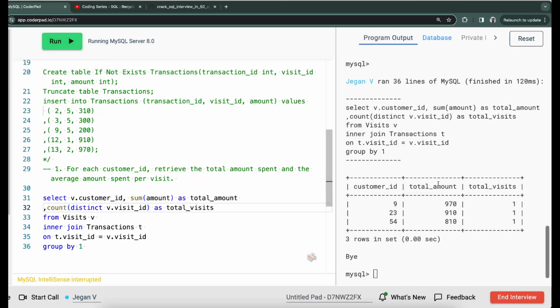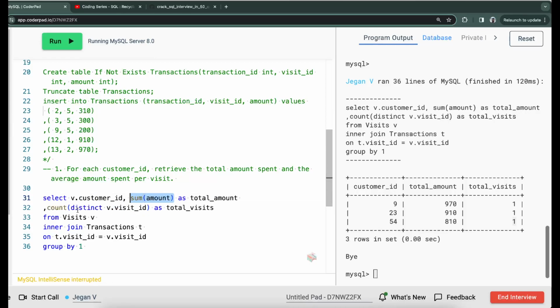If you do distinct visit ID, that means we got only one visit ID which got a transaction, right? Because we do an inner join. But how will I get all the 3 transactions to find the second part of the question, the average amount spent? The average amount spent is the sum of the amount by total visits. If the customer 54 got 3 visits, that means we have to find the total distinct visits and then divide that number on the amount, right?